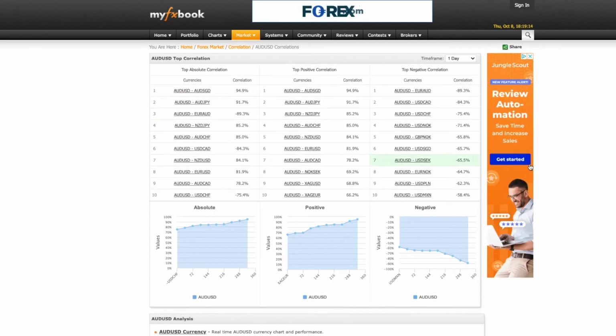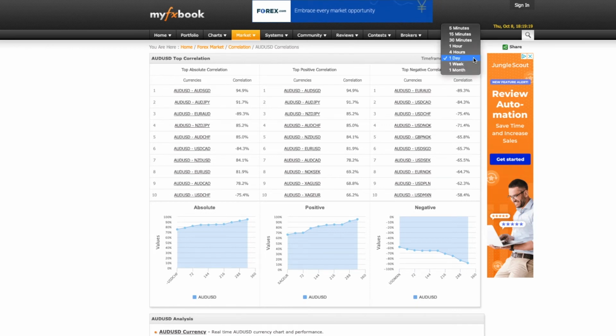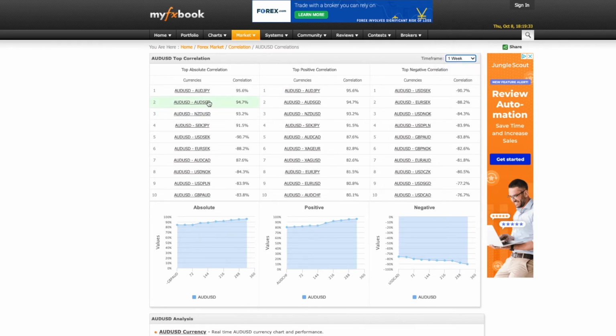Okay, one thing I forgot to mention real quick, here's the time frame where you can change what time frame the correlation chart is showing. So this is the day, which is what I mainly use, but if you want to show the weekly, you can see our Aussie US dollar, Aussie Japanese yen correlation actually increased to 95.6 on the weekly. So if you go back to the daily, it's down here at 91.7. So on the higher time frames, it's actually correlated more.